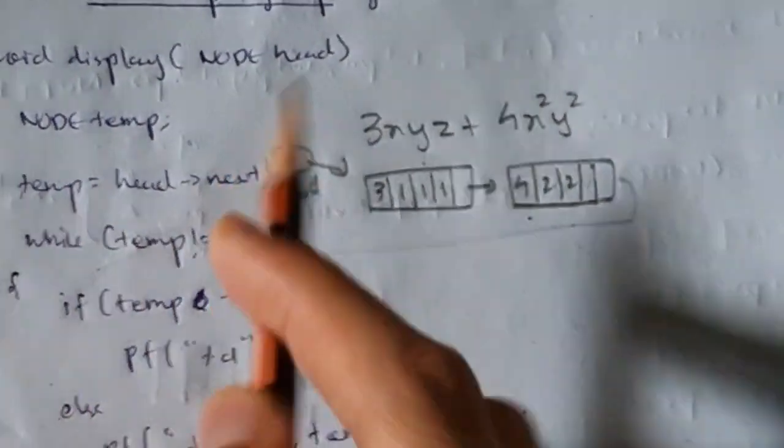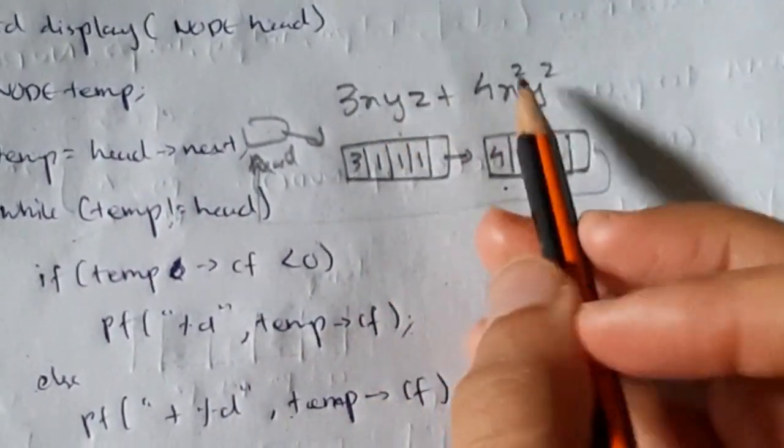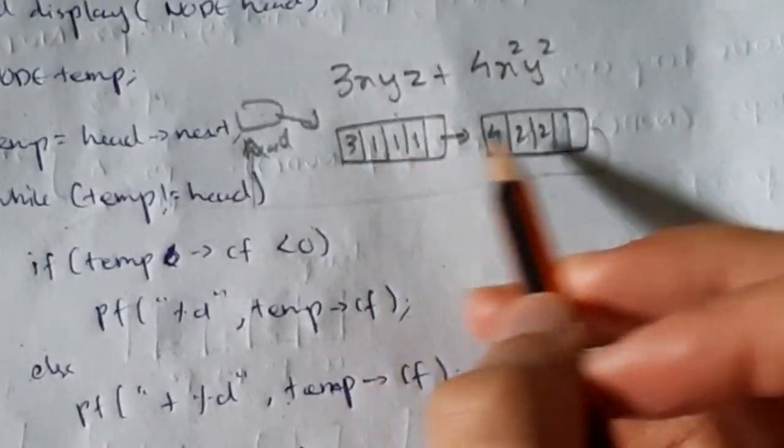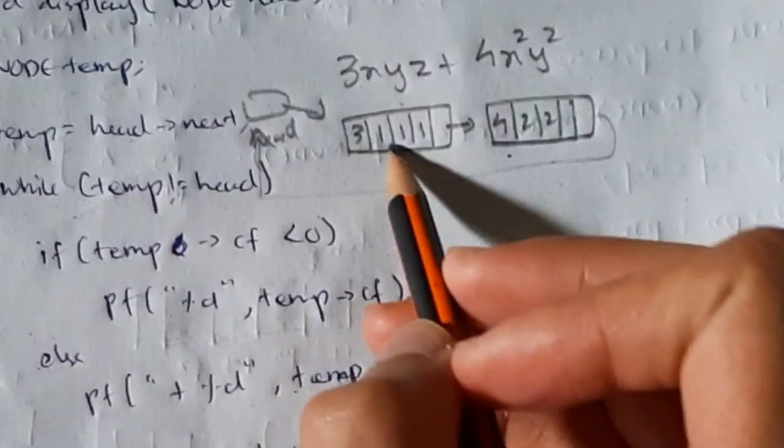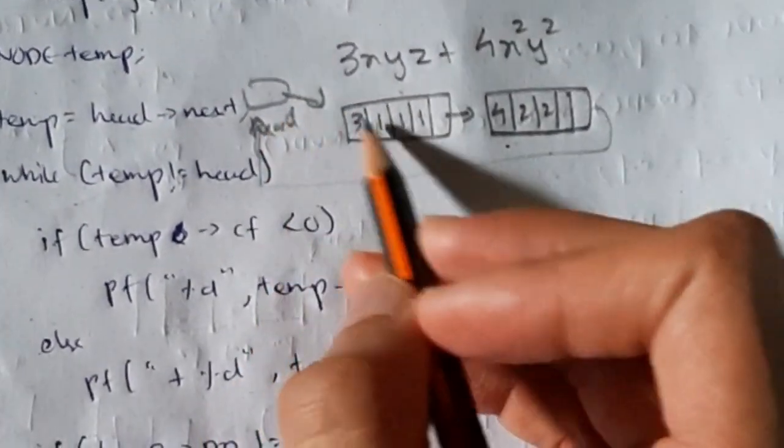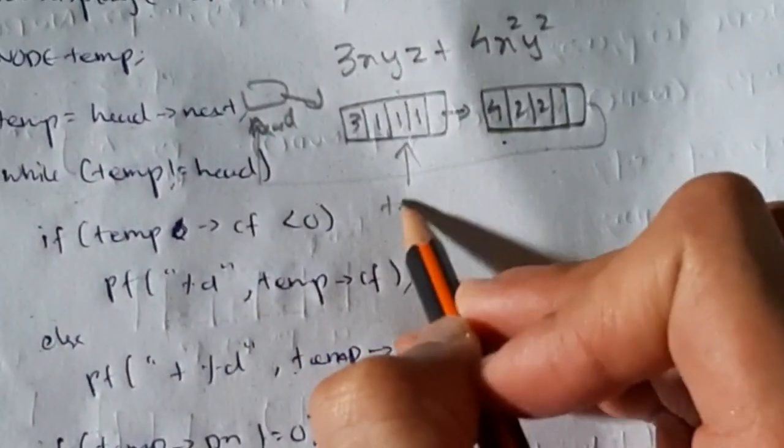Temp is equal to head arrow next. Suppose that the polynomial here is this, stored in the form of a linked list in this way. Then temp will be pointing to head arrow next. This is the head arrow next, so this is temp here.